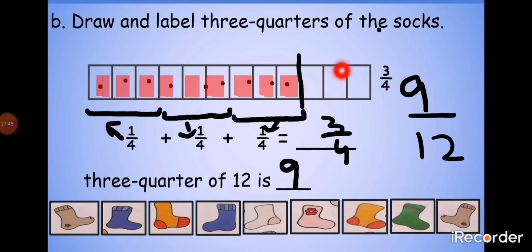How many are uncolored? 1, 2, 3. 3 parts are uncolored. So we can say 1 quarter is uncolored, or 1 by 4 is uncolored. This is about colored fraction or uncolored fraction. Then according to the question, we have to find the 3 quarters of 12 and we have found that 9 is the 3 quarters of 12. So we have to color the 9 squares here and we have to draw 9 socks here. Again, choose the socks from the textbook page and color them according to that.